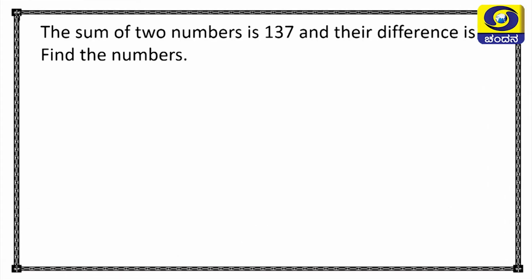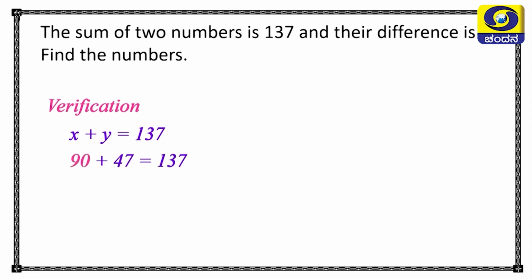Now let's do verification. The sum of two numbers is 137, that is x plus y is equal to 137. Substitute the value of x and y here. 90 plus 47 is equal to 137. Is it right? 90 plus 47 is equal to 137. So first condition satisfied. So second condition, their difference is 43. x minus y is equal to 43.